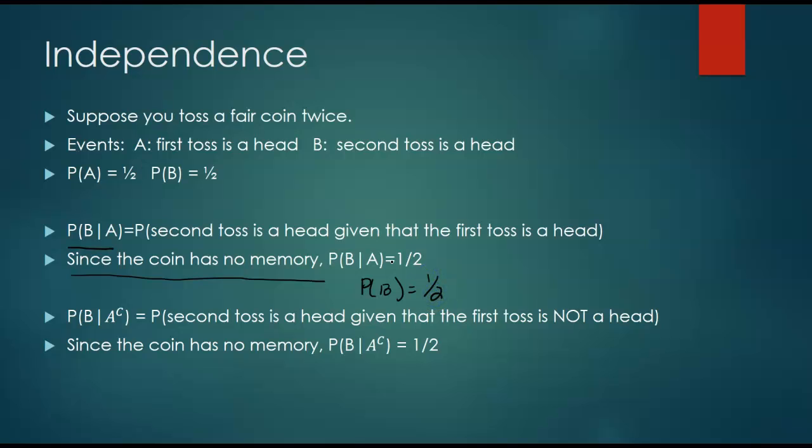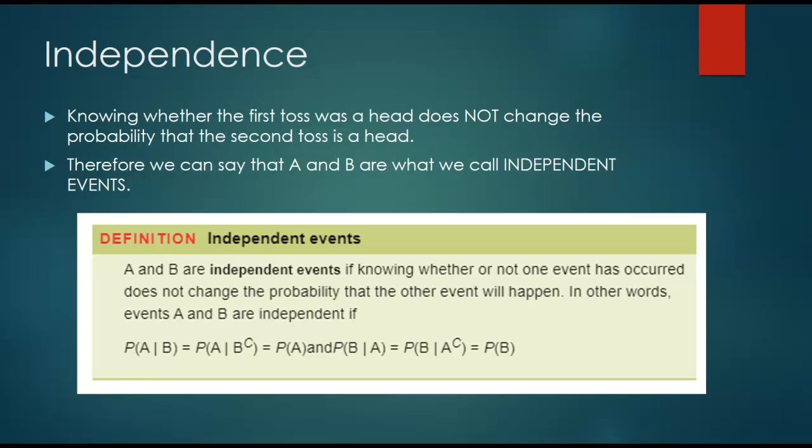The probability of B given A complement, the probability that the second toss is a head given that the first toss is not a head. Remember that little C means complement, not. Again, the coin has no memory, so whether or not the first toss is a head, the probability is 1/2. That never changes because coin tosses are what we call independent. A and B are what we call independent events. A and B are independent events if knowing whether or not one event has occurred does not change the probability that the other event will happen.